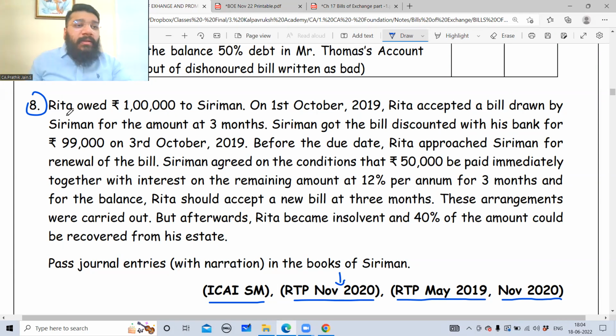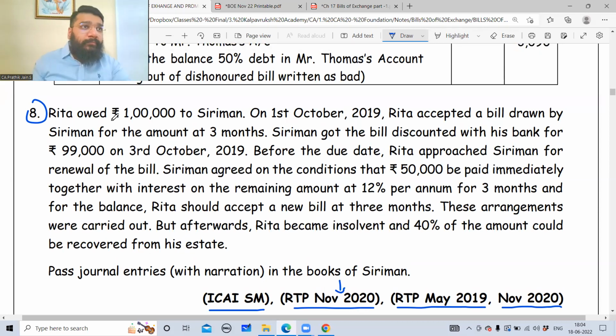Now guys, Rita owed 1 lakh rupees to Siri. Who is Siri? Who is Rita? Who is the seller? Who is the buyer?